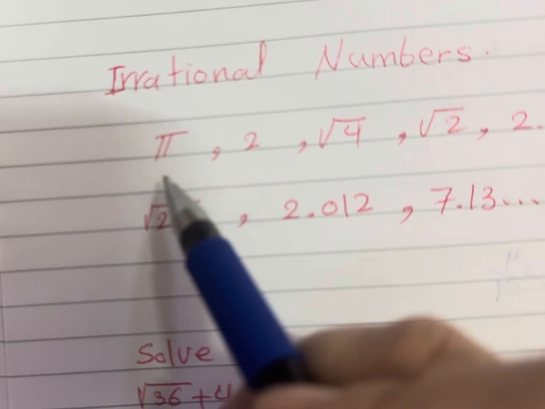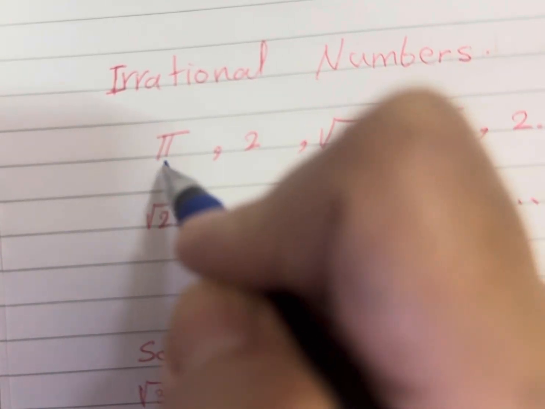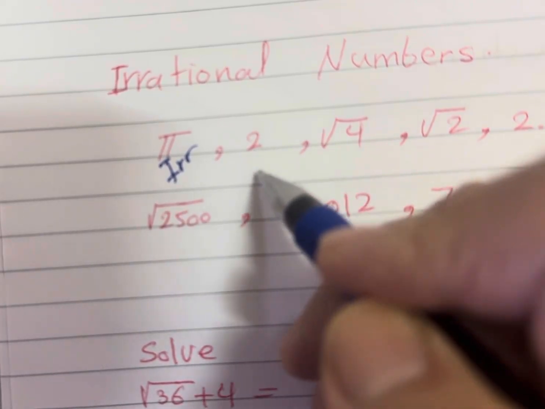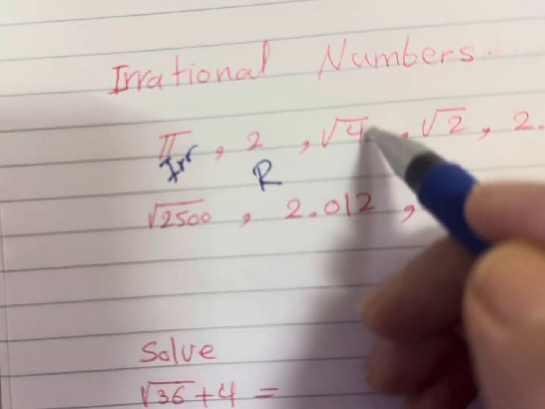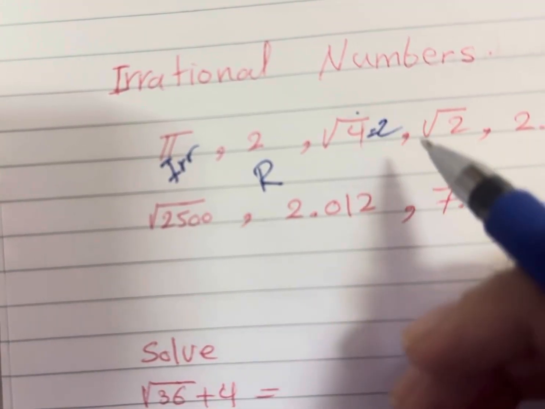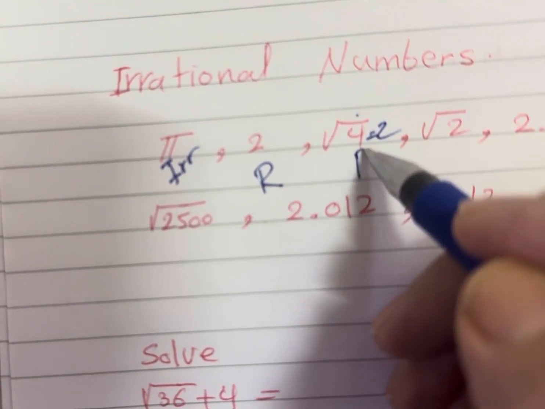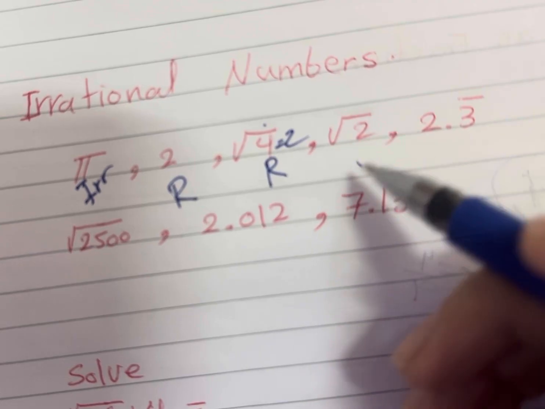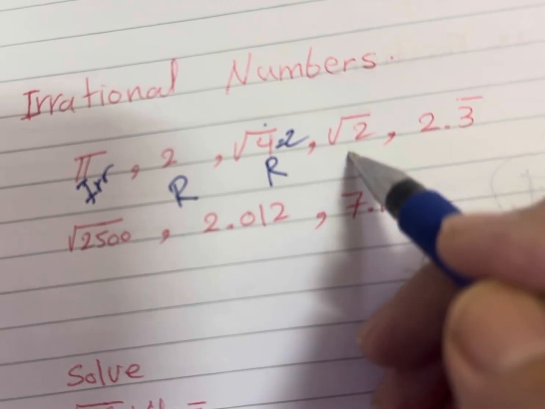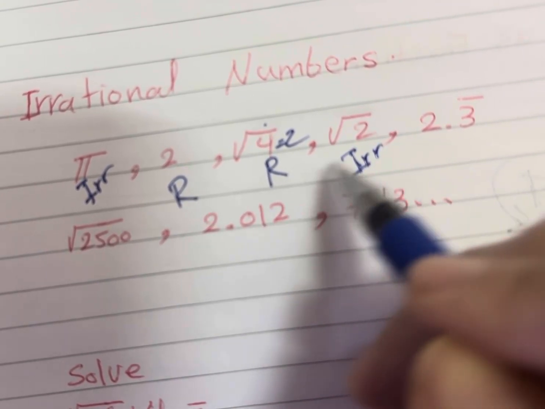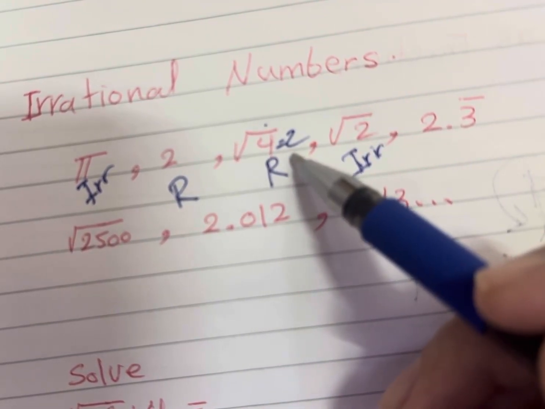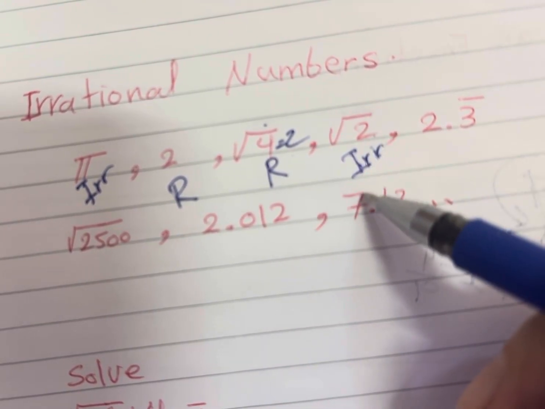Let's start. Pi is what? Pi, we said is an irrational number. 2, a whole number, is a rational number. Root of 4 comes out as a 2, so this is also a rational number. Root of 2, we cannot take it out of this root as a whole number, so it is an irrational number. This is the difference. A 4, we can get out as a 2 whole number, but a 2, we cannot get out.